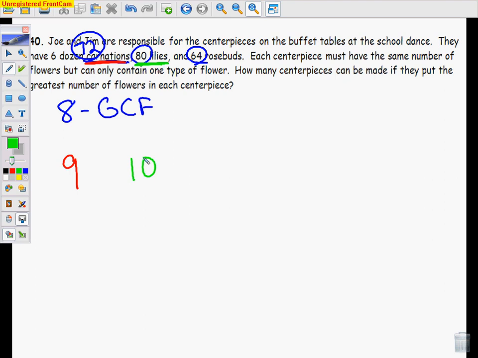And then how many rosebud centerpieces will we have if we have 8 going into 64? Well, that'll be 8. So we add those up, 9 plus 10 plus 8, and therefore we will have 27 centerpieces.